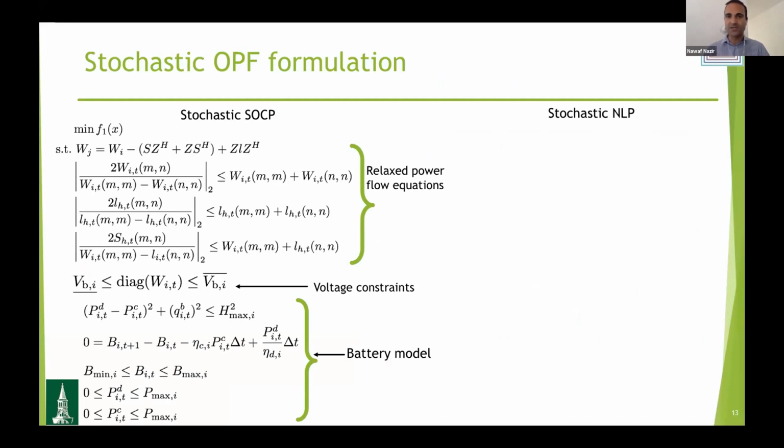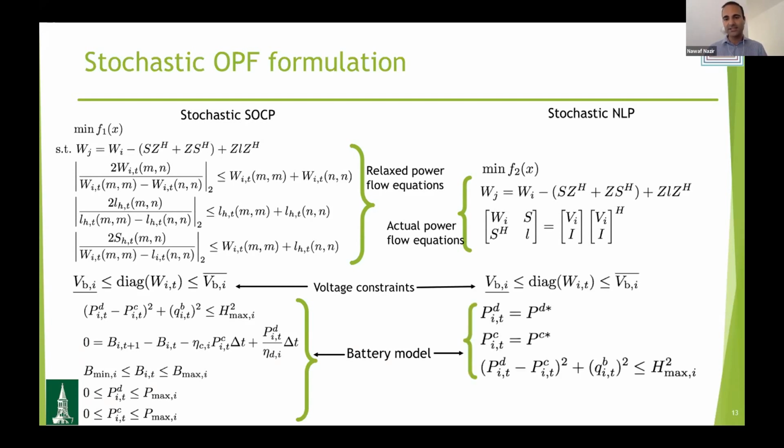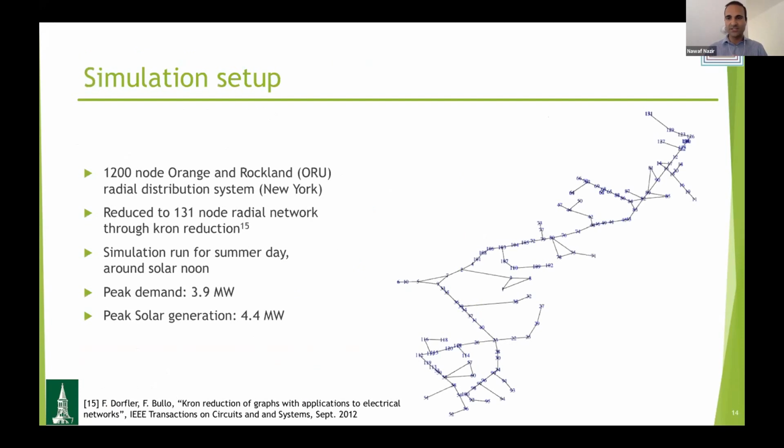Then, based on the solution that I get from the SOCP, I can solve an NLP, which I will warm start with the SOCP. Here I will use the actual nonlinear equations. Again, I have the same constraints on voltages with the updated bounds. And in this case, for the battery model, I fix the active power set point, so I only have to care about the reactive power.